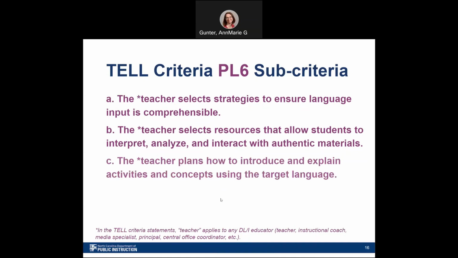C is the teacher plans how to introduce and explain activities and concepts using the target language or the DLI program language. This is very important. Of course, we want to stay in our DLI program language as much as possible. This is a good opportunity for students to truly be immersed in the language. And so it's important that we as teachers think through how we're going to introduce activities with comprehensible input, the language that the students understand, but in their DLI program language, and explain the activity we're doing and the concepts they're learning, all of that, while staying in the language.